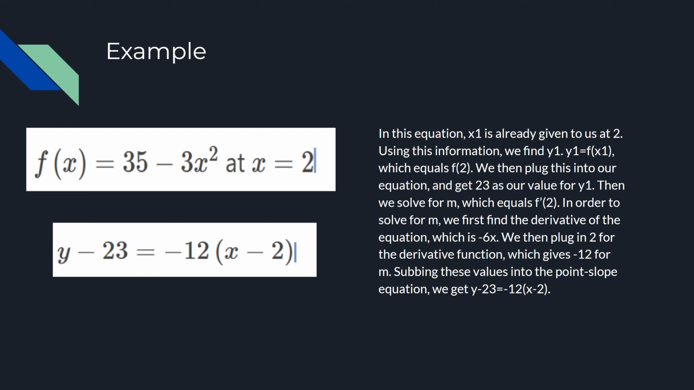Then we would plug in 2 for this derivative function, which would be -6 times 2, and that would give us -12 for m. And our overall equation would look like y minus 23 equals -12 times x minus 2.